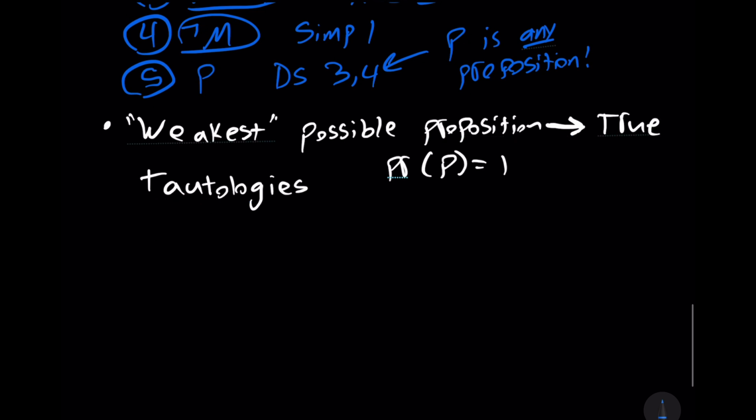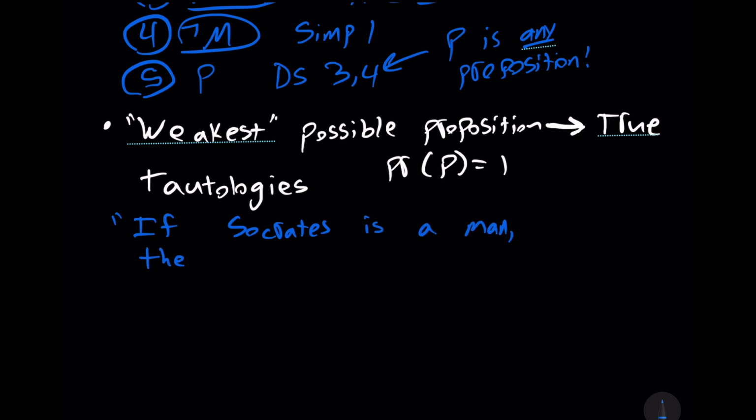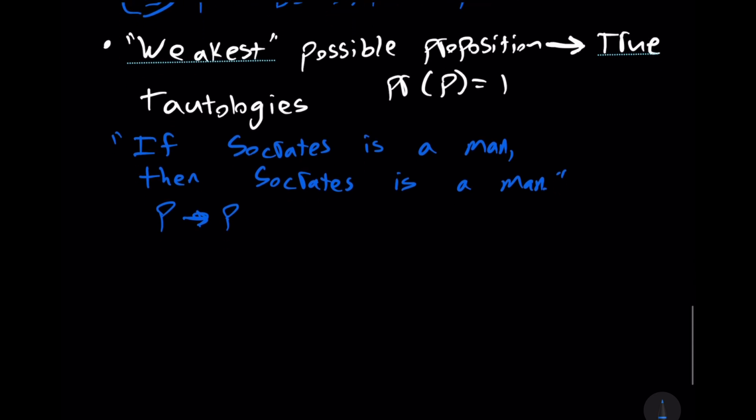Consider the example, if Socrates is a man, then Socrates is a man. So we really have if P, then P, right? It's necessarily true. And we can see that with a so-called truth table.